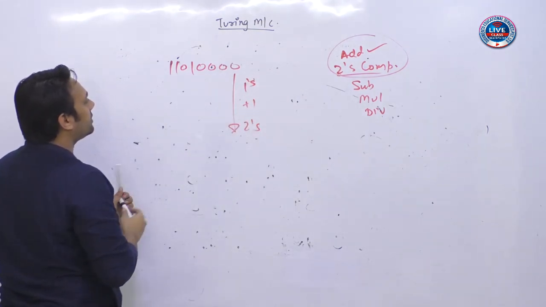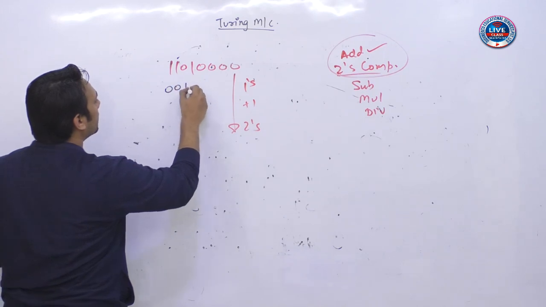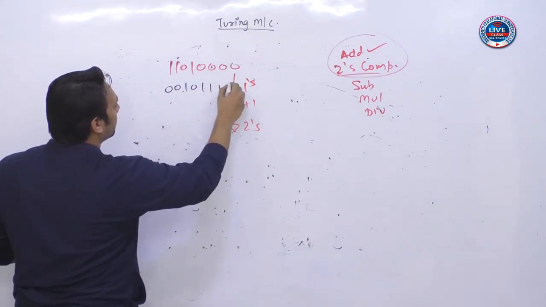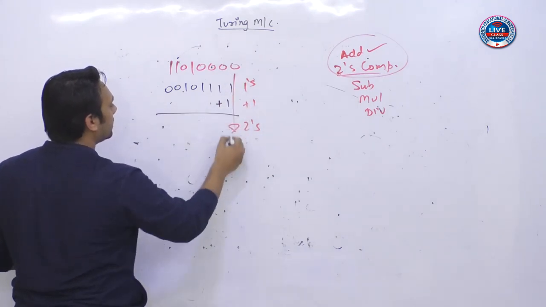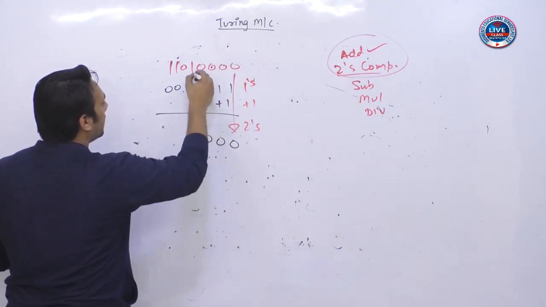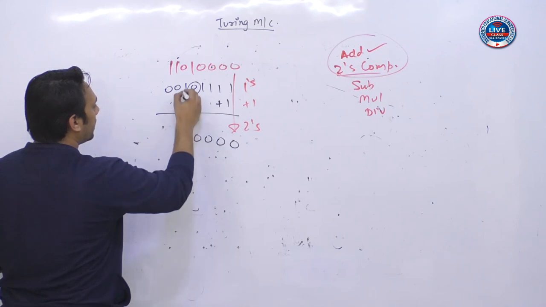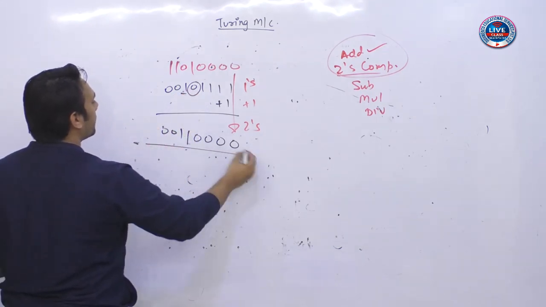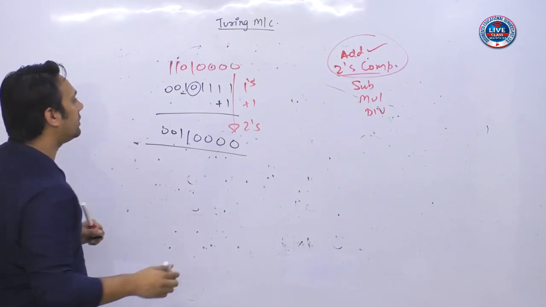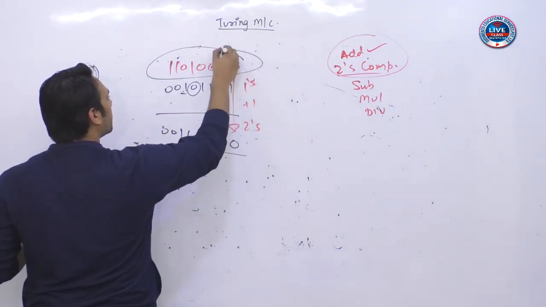So the 1's complement of this number is going to be 0011011111. This is your 1's complement. And if you add 1 to this, we get a run of 0000, and the last 0 will be converted to 1 with the carry, and we get 0011100000. Okay, so the shortcut is this way.